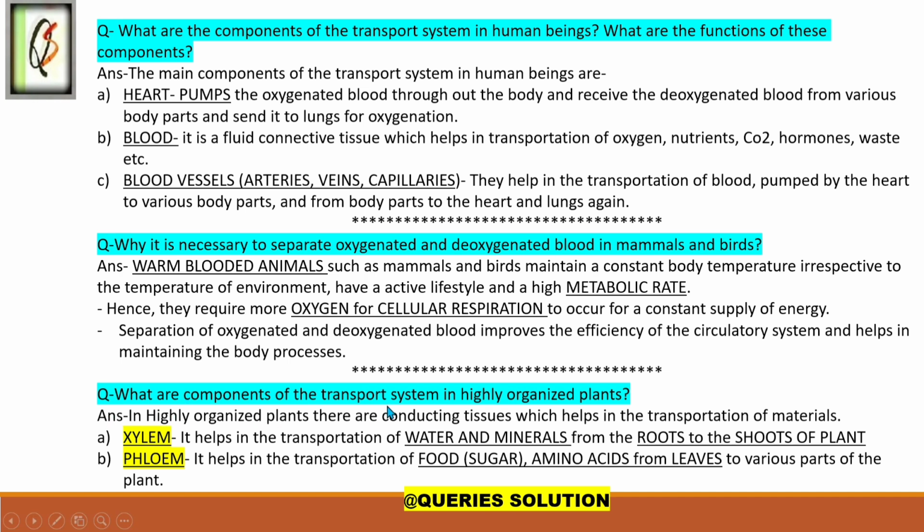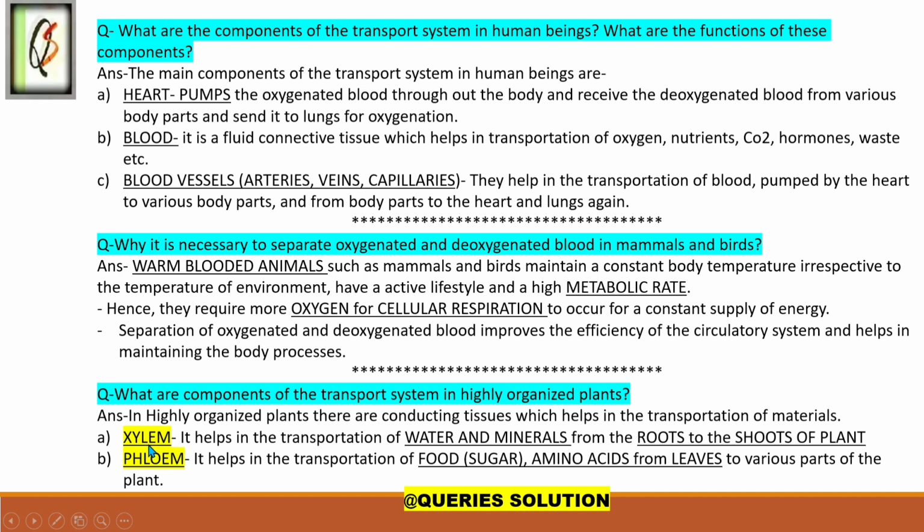What are the components of the transport system in highly organized plants? Now we are talking about the components of the plant transporting system. In highly organized plants, we do know that they have conducting tissues which help in the transportation of materials. And when we are talking about conducting tissues, we are talking about xylem and phloem.